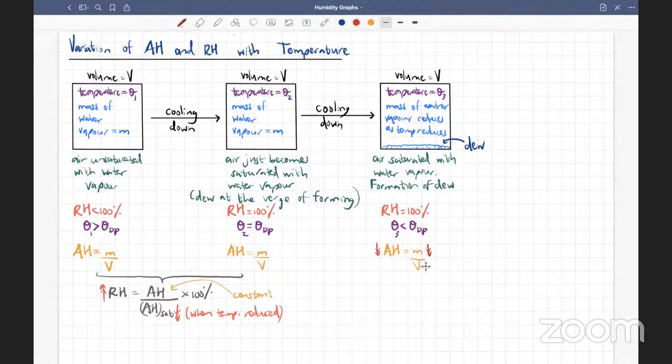But V is a constant. It doesn't change. It's the volume of the chamber. Volume of the chamber doesn't change. Therefore, AH starts reducing. RH will remain at 100. This is the summary of what happens when you reduce the temperature of a system starting with air which is unsaturated with water vapor. We could have reversed it, but this gives you more clarity about it.